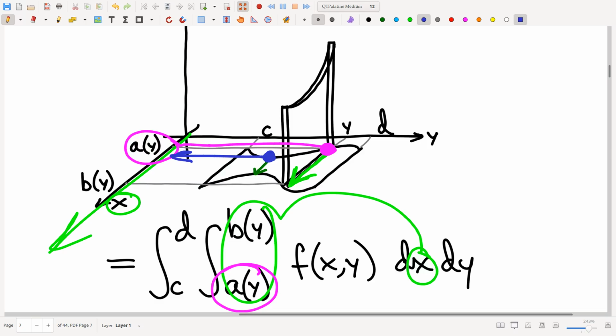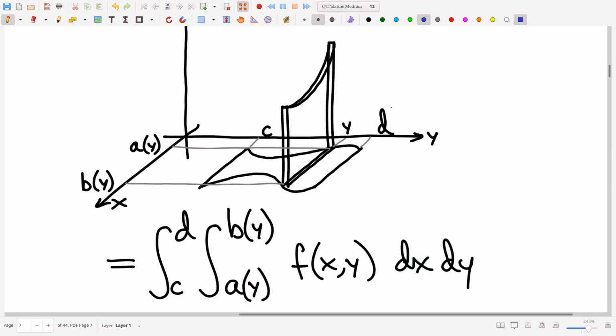The only thing that changes is that your inner integral is going to have bounds that are now functions instead of constants. And in particular, in the geometry of this picture, is how it always works out. Your inner bounds will always be functions of the outer variable. That's always true. Always true. Inner bounds are always functions of the outer variable.